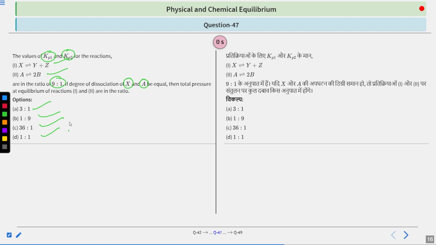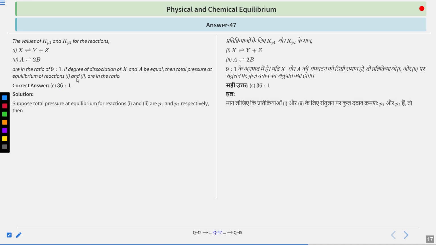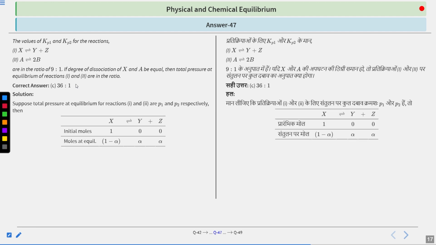Your time is up. For those who have solved it, the correct answer is 36 is to 1. Now suppose the total pressure at equilibrium for reactions 1 and 2 is P1 and P2 respectively. Initially the moles of X is 1 and for Y and Z is 0. Now if alpha is the degree of dissociation, then moles at equilibrium are 1 minus alpha for X, and then alpha of Y and alpha of Z.